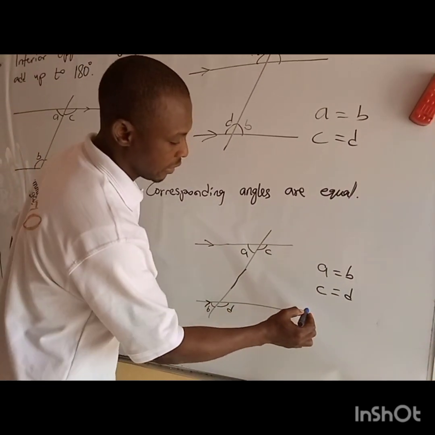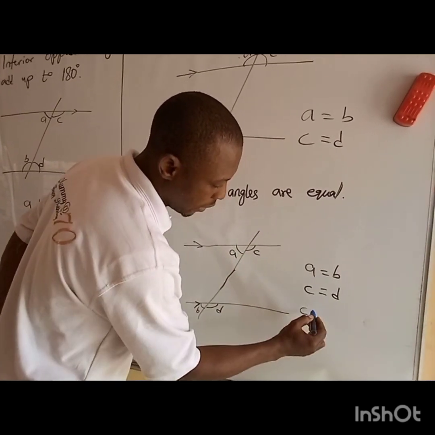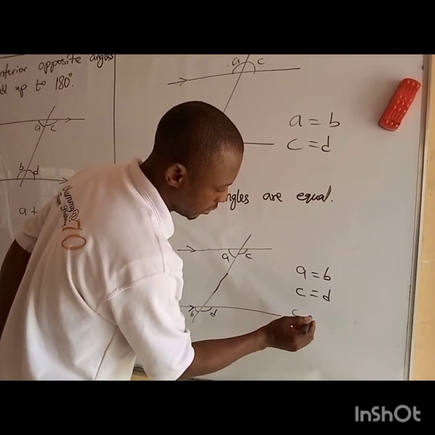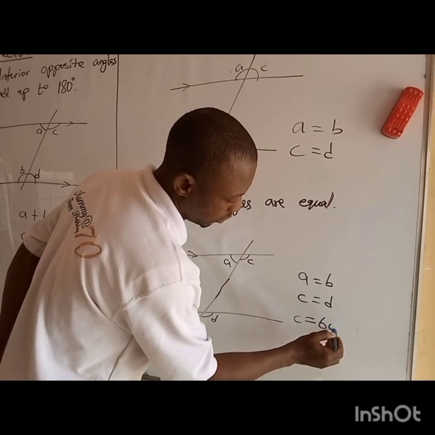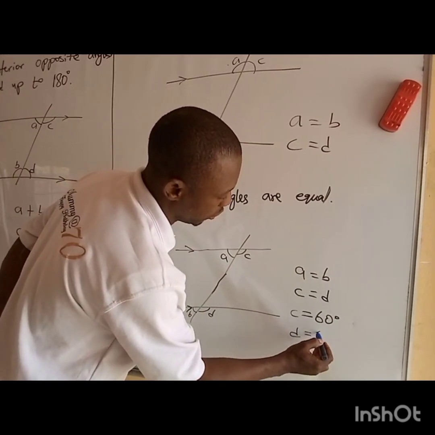It means that if our C here is, let's say, 60 degrees, it also means that D is also equal to 60 degrees.